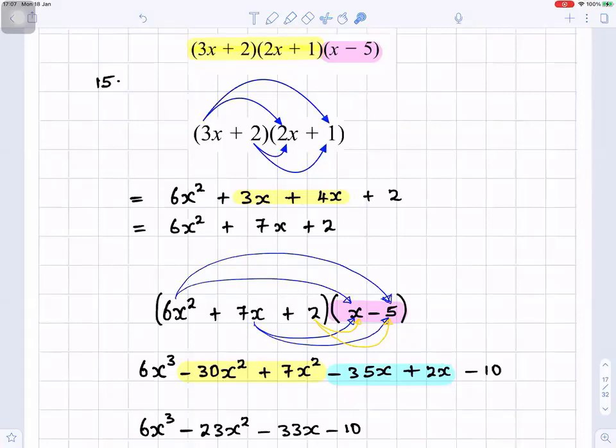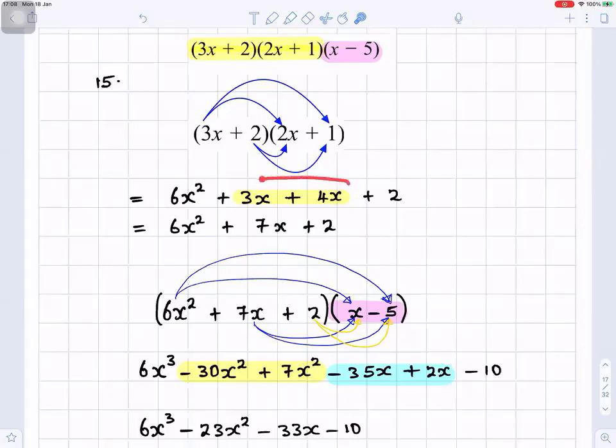So what I'll do, I use the method of FOIL, first, outer, inner, and last, to multiply the first two. So the first, 3x times 2x, it gives 6x squared. The outer, 3x times 1, it gives you 3x. The inner, 2 times 2x, it gives you 4x. And the last, 2 times 1, it gives you 2.